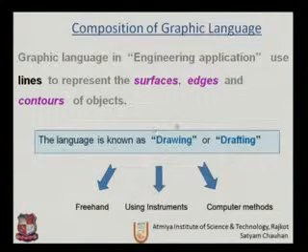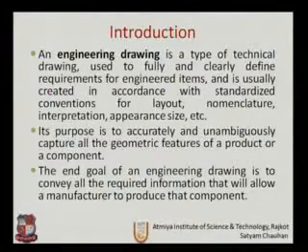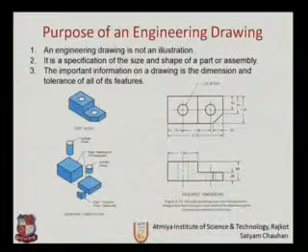This language is known as drawing or drafting, and as we have seen before, it can be drawn freehand like engineering curves, by using some instruments, and now we can also draw with the help of computer software. As we know, engineering drawing is a type of technical drawing which fully and clearly defines requirements for engineered items, usually created in accordance with the standards, conventions and layout that we have seen before.